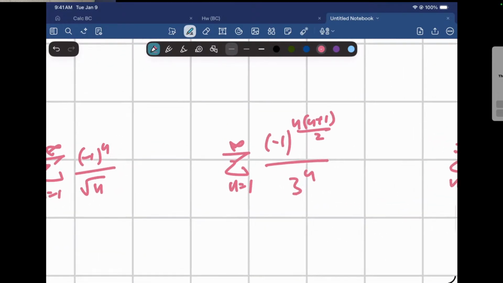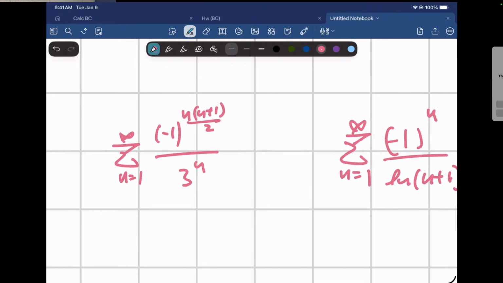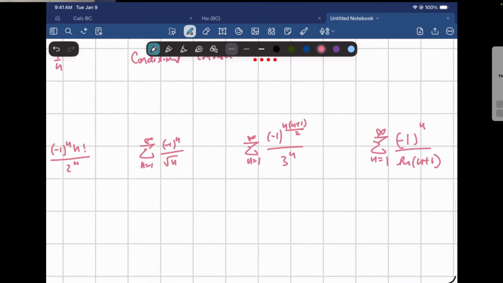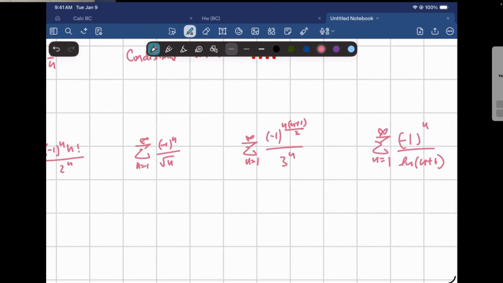Zoom into the third one. N squared is always going to converge. N squared plus what makes sense to me.